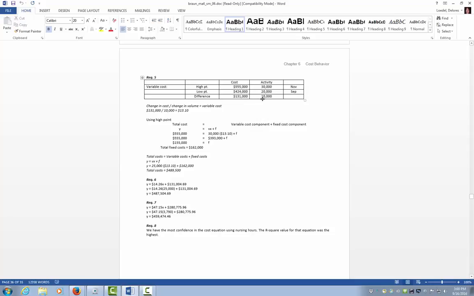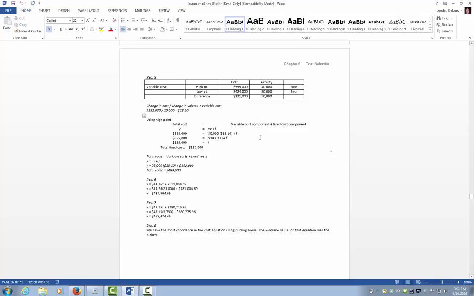Then we can take that information and come up with our variable cost, by taking the change in the cost divided by the change in the volume from our high-low method, which will give us a variable cost per unit of our driver of $13.10. Then we can put that into our formula, using the high point. Total cost equals our variable cost component plus our fixed cost component, or Y = VX + F.